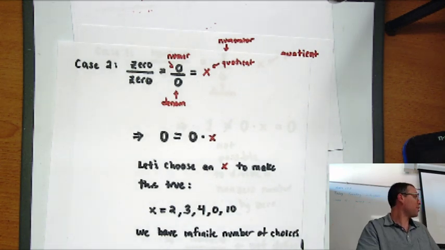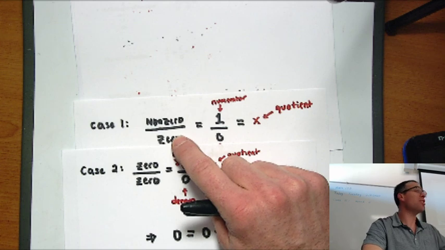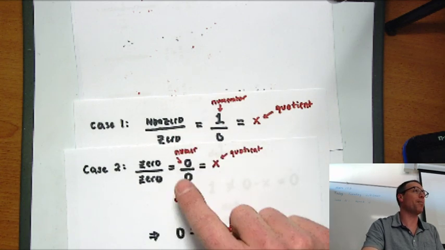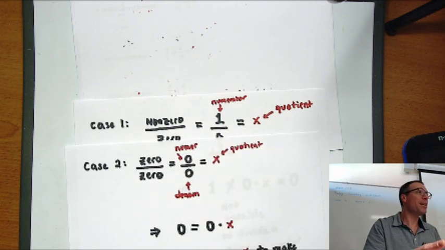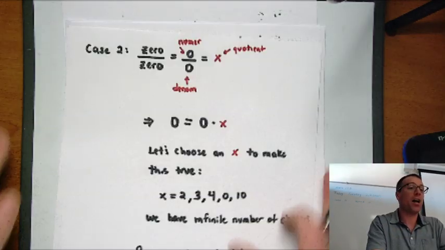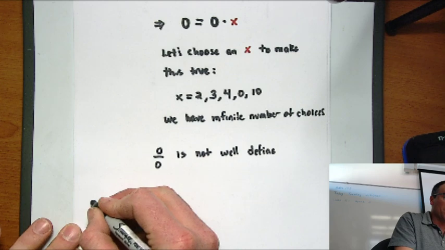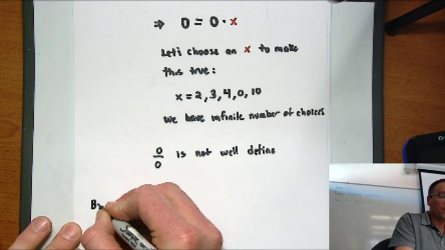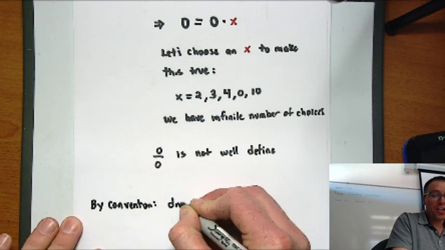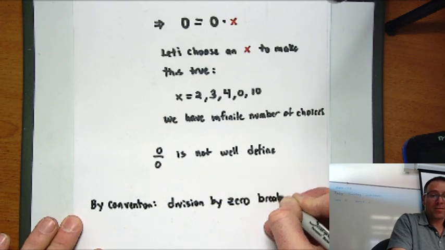So we have a choice. We could either say anytime you have a non-zero on top and a 0 on the bottom, the answer is undefined, and when you have a 0 on top and a 0 on the bottom, we can define it, but there's an infinite number of choices. Or we could make the rule. Could you guess what rule we might impose? Don't divide by 0. Let's agree by convention, not by act of God, certainly not by an act of Congress. Division by 0 breaks math.